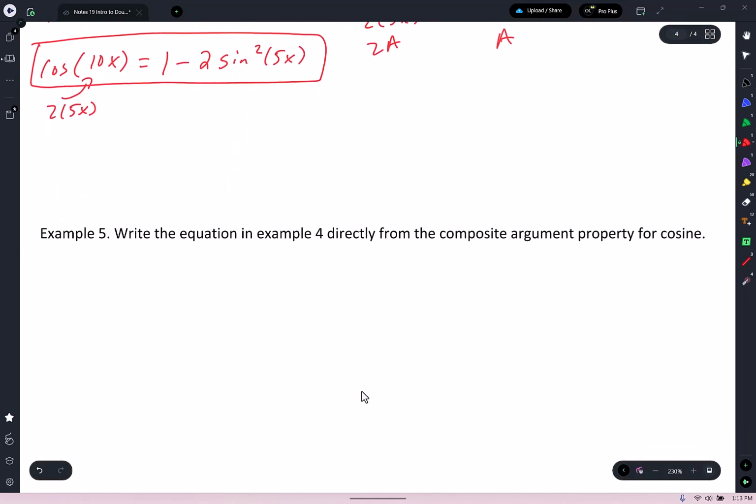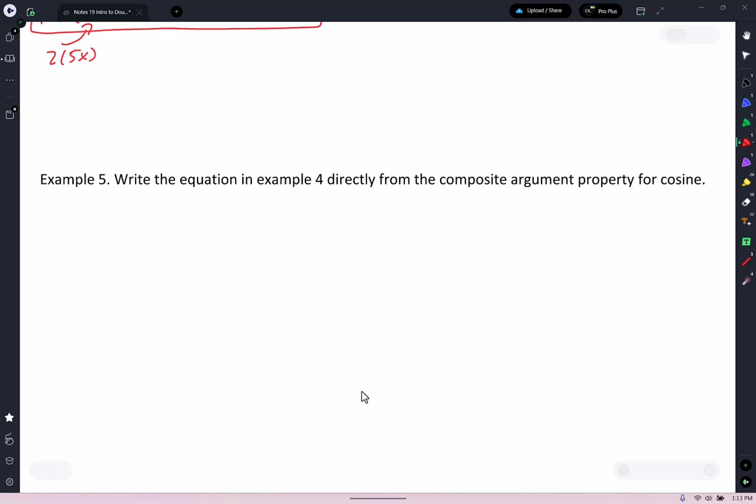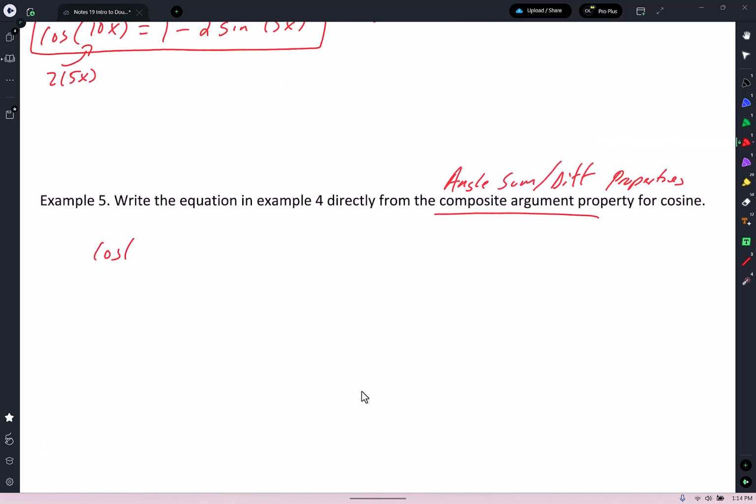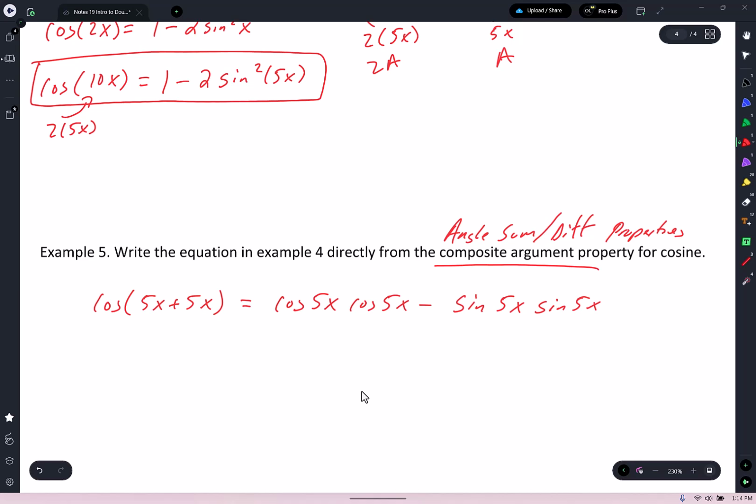Okay, last one. Write the equation in example 4 directly from the composite argument property of cosine. Remember, sometimes they call composite argument properties angle sum difference properties. Okay, so what are we going to do? So let's see. We're going to say cosine 5x plus 5x, because 5x plus 5x is 10x. And I'm just going to use the composite argument property for cosine. Equals cosine 5x minus sine 5x sine 5x. And from here, supposedly I want to get to that formula there.